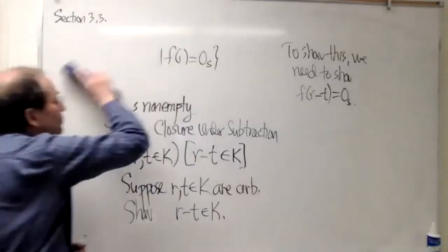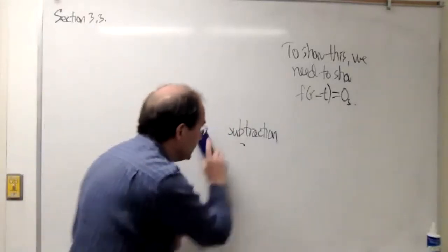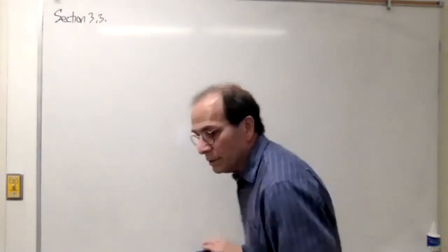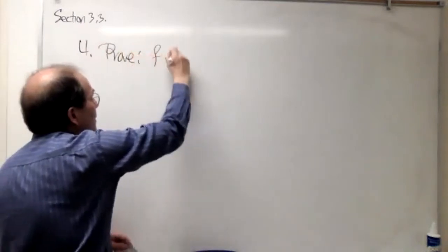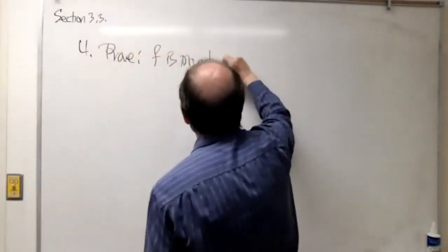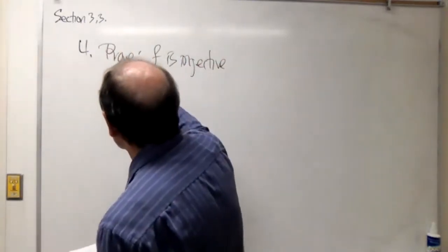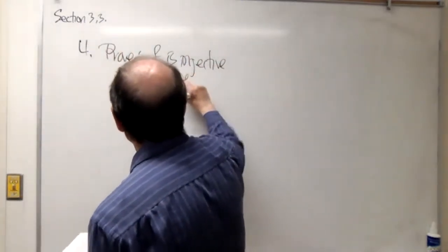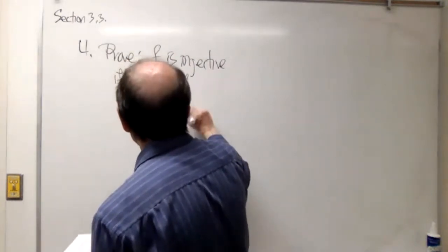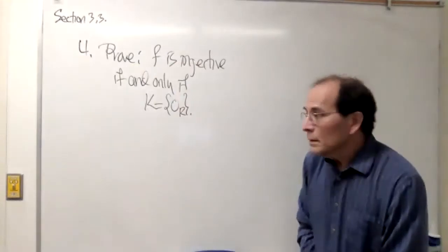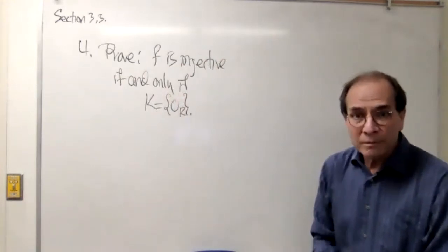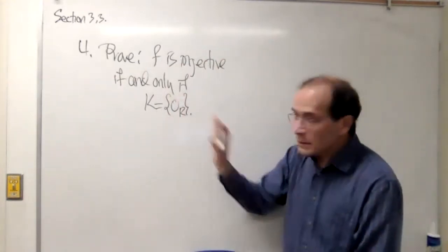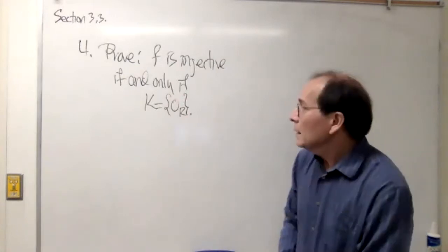Okay, so that's 3. Now let's take a look at 4, because 4 is sort of related to number 3. We have that same set for number 4, but you want to prove that f is injective if and only if K is just the 0 element. So what we're saying here is that if f is injective, then that set K, the subring that we have in number 3, consists of just the 0 element, just the additive identity element.